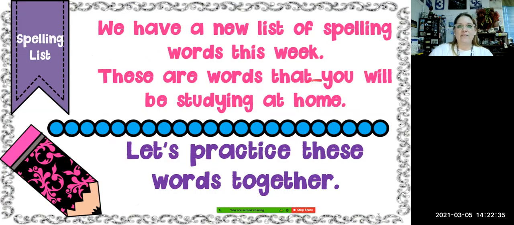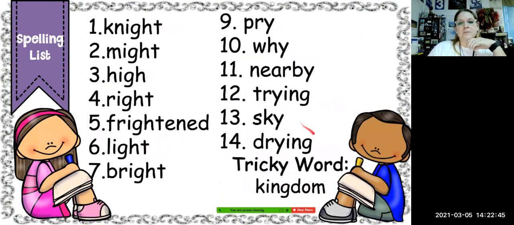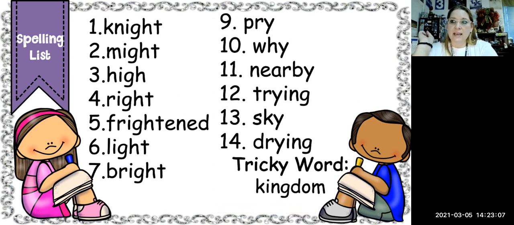All right, so we do have a new list of spelling words this week, and you're going to be studying these words at home, but let's practice them all together. So I'm going to read them to you once, and then we're going to go back and echo read them, okay? So we have night, might, high, right, frightened, light, pry, why, nearby, trying, sky, drying, and then our tricky word is kingdom.